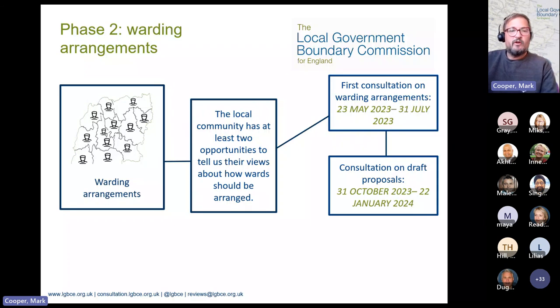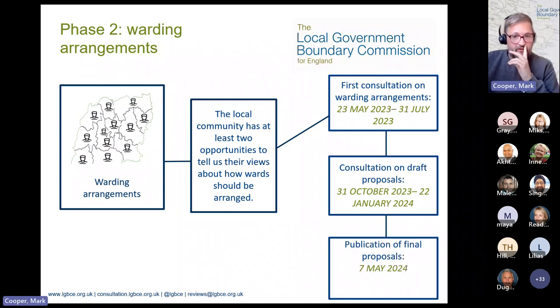This second consultation period will open on the 31st of October and will run through until the 22nd of January of next year. And we will publish interactive maps and reports during this consultation outlining how we've reached our draft proposals so that people can understand how we've come up with those suggestions.